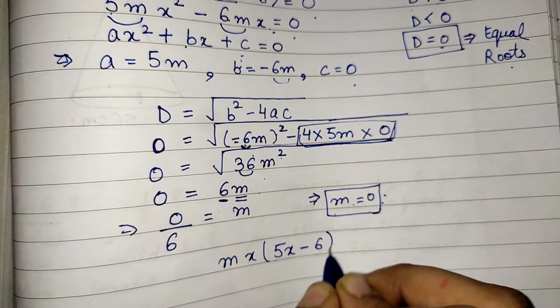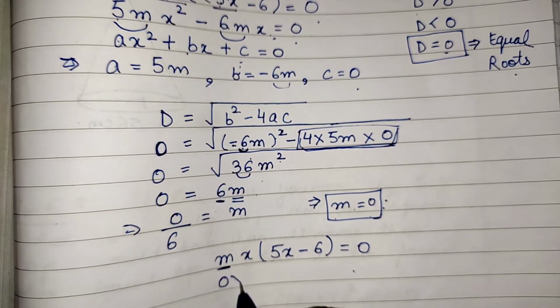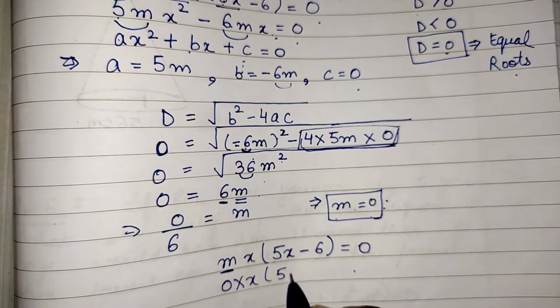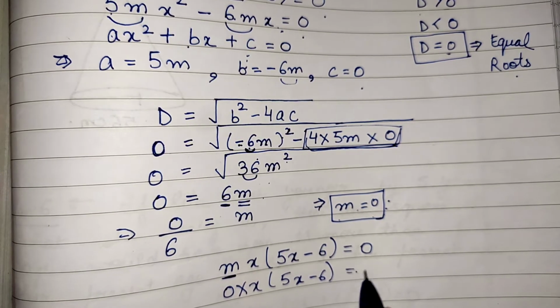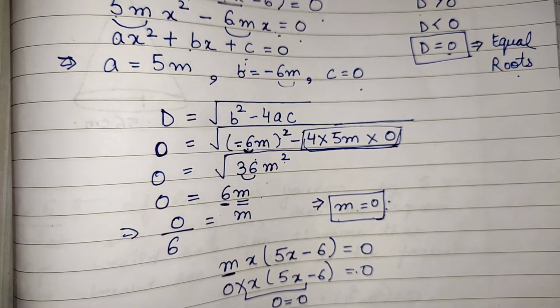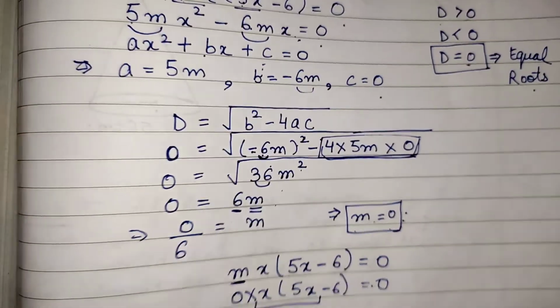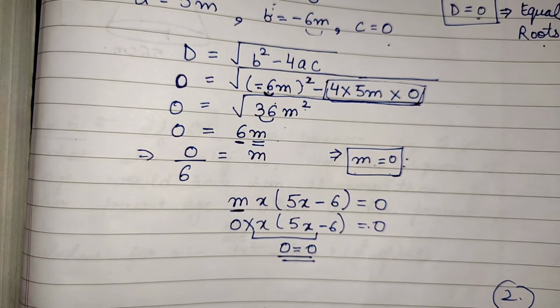Mx into 5x minus 6 is equal to 0. If I am going to put value 0 here, 0 into x into 5x minus 6 will be equal to 0. So this complete part, due to multiplication, it will become equal to 0. So that means my equation will not be a quadratic equation.